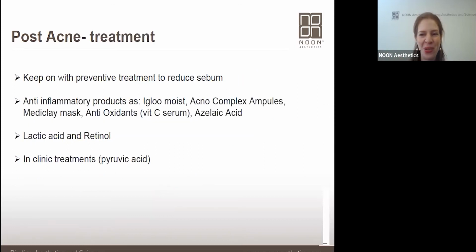What we can do to treat it is first keep on with preventing treatment to reduce sebum secretion. Also, we can use anti-inflammatory products like Igloo Moist, Acne Complex, Mediclay Mask, and antioxidants like Vici Serum and azelaic acid. We will concentrate on the products that help the skin to heal and to overcome its situation.